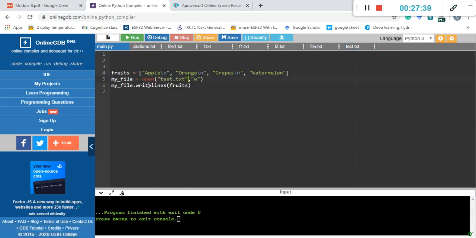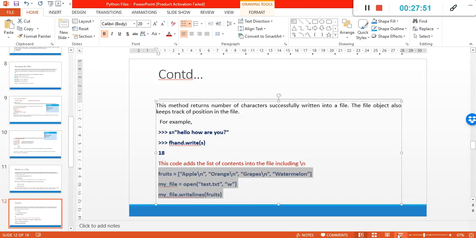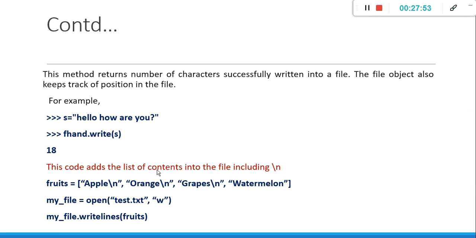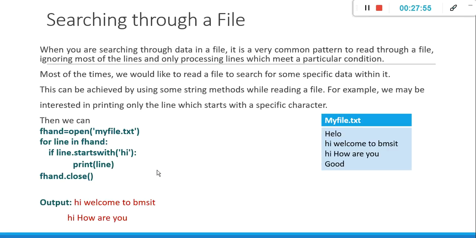So when are you using writelines? If I want to write n number of lines, you can also do the same thing with write using a for loop as well. So next we will move on to the next set, searching through a file.